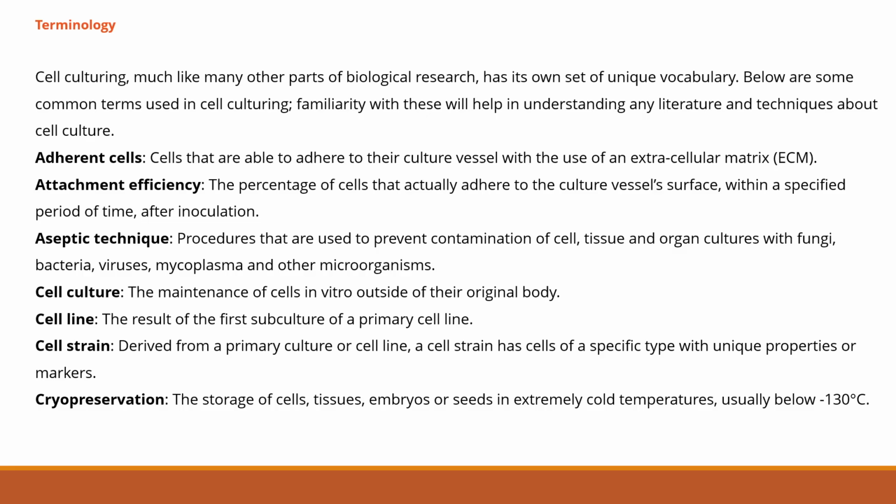So a cell line is immortalized cells which have their individual capacity to proliferate. Now they do not require an organism or a body for the next time when you want to seed them or grow them. Cell strain is derived from a primary culture cell line. The cell strain has cells with specific, unique properties or markers.